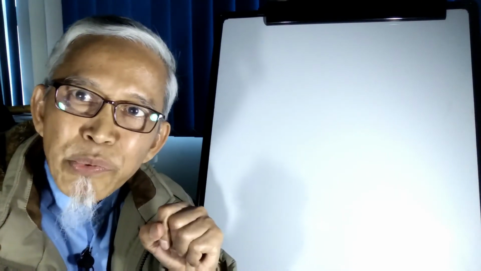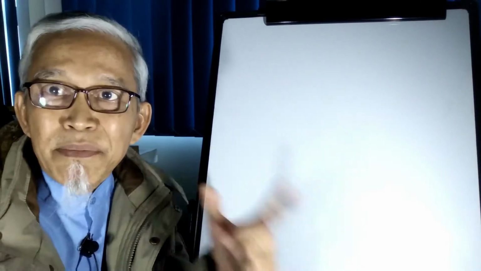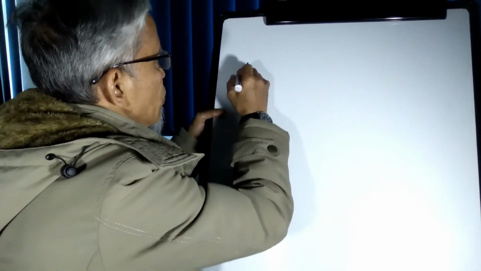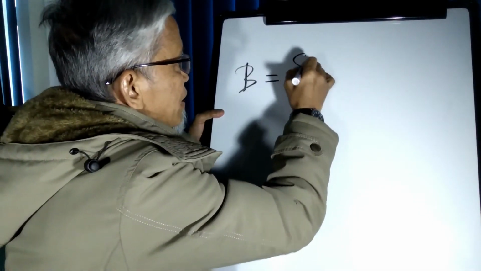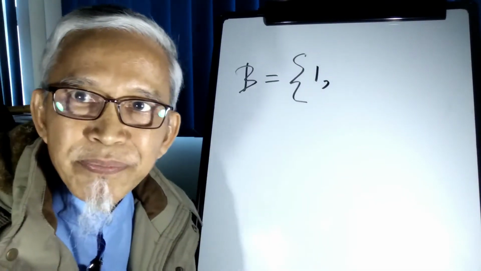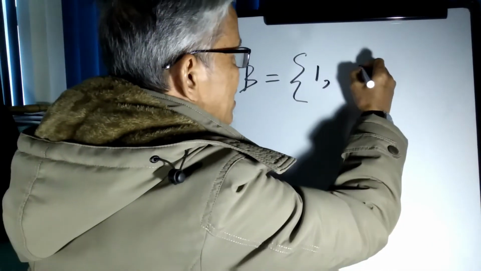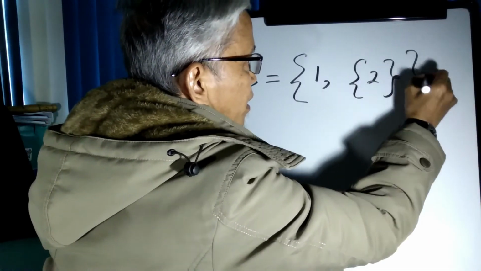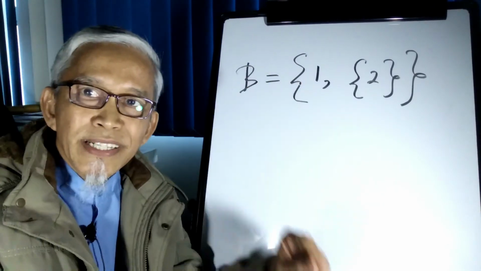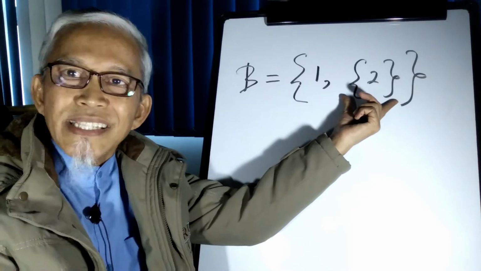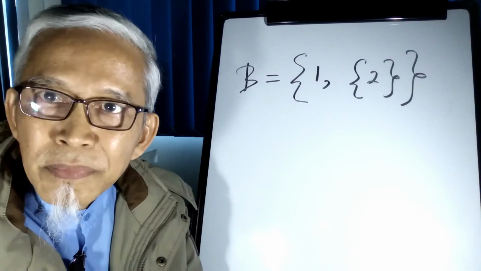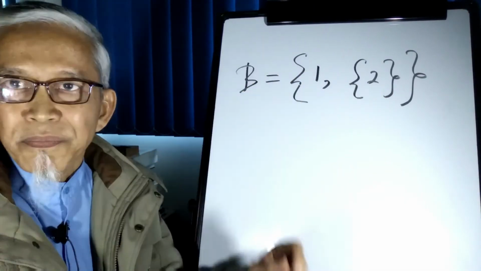Okay, now suppose that we are given another set that we call set B, having 2 elements. Say that the first element is number 1, and the second element is this. The first element is number 1. The second element is, this is a set, right? A set with element 2 inside. So this set is inside this set.